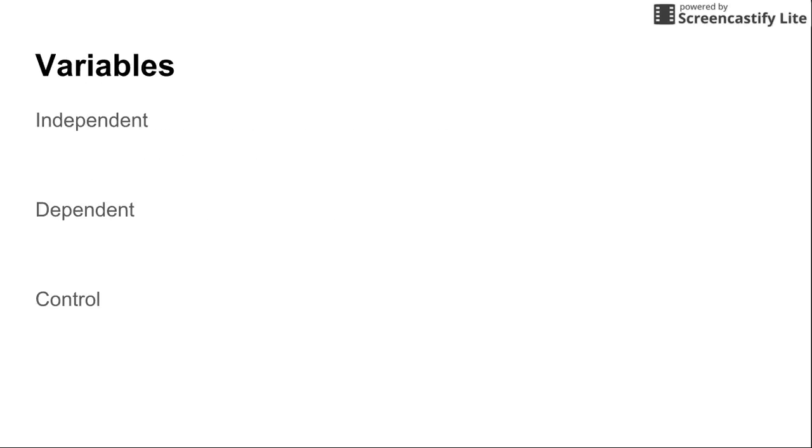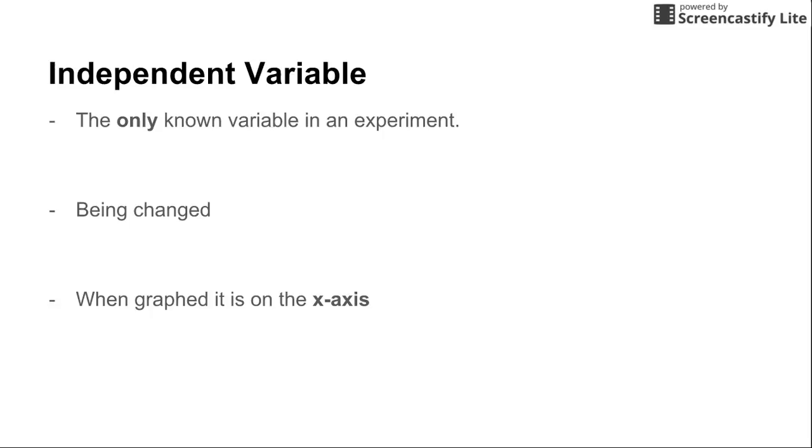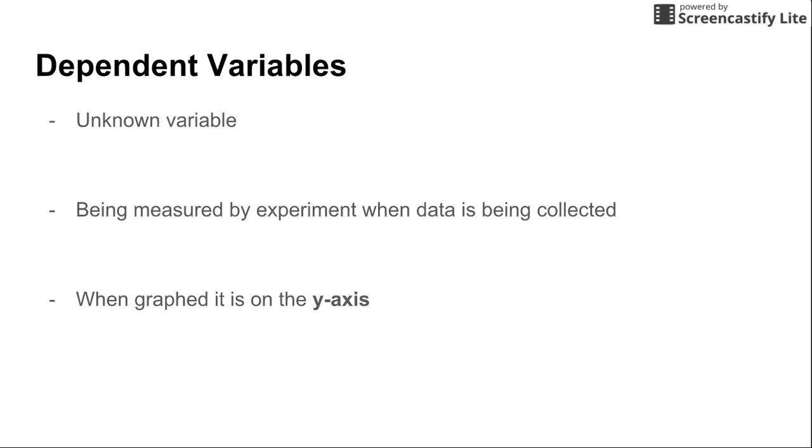So, there's 3 different types of variables we're going to talk about. The independent, the dependent, and the control variables. The independent variable is the only known variable in an experiment, and it's what's being manipulated or changed. When you graph it, this goes on the x-axis. The dependent variable is the unknown variable, and it's being measured by the experiment when data is being collected. When you graph this, it's on your y-axis.